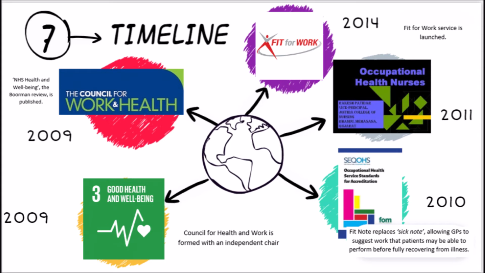In 2010 is launched Safe, Effective, Quality Occupational Health Service, a set of standards and a voluntary accreditation scheme for occupational health services in the UK. In 2011, the Royal College of Nursing publishes Roles and Responsibilities of Occupational Health Nurse, and in 2014, the Fit for Work Service is launched.